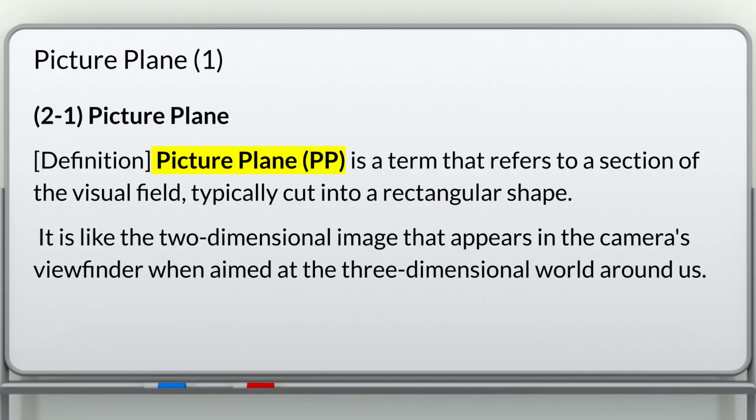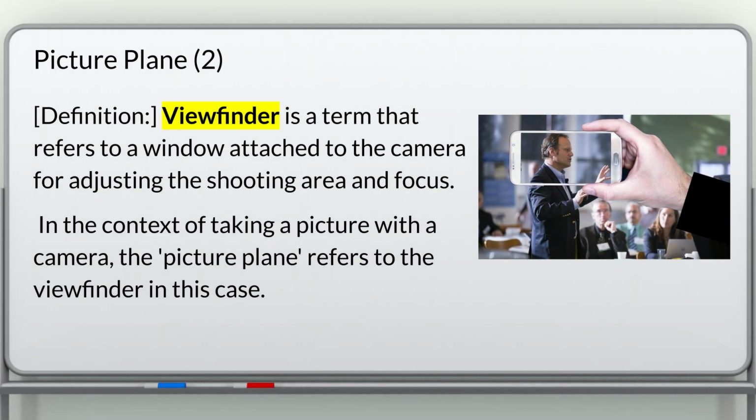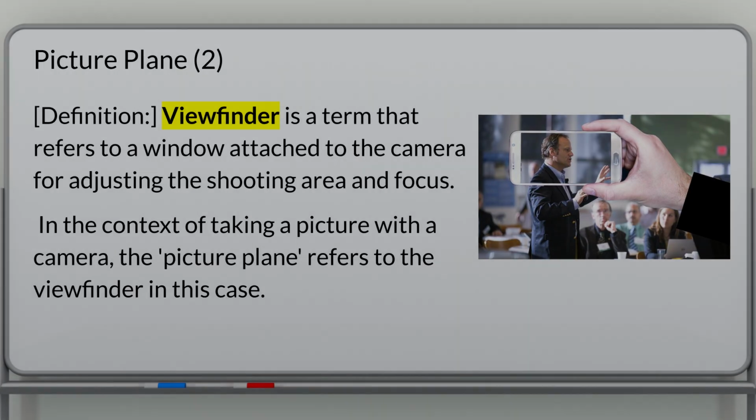I will explain what the picture plane is. Picture plane is a term that refers to a section of the visual field, typically cut into a rectangular shape. Viewfinder is a term that refers to a window attached to the camera for adjusting the shooting area and focus. In the context of taking a picture with a camera, the picture plane refers to the viewfinder in this case.